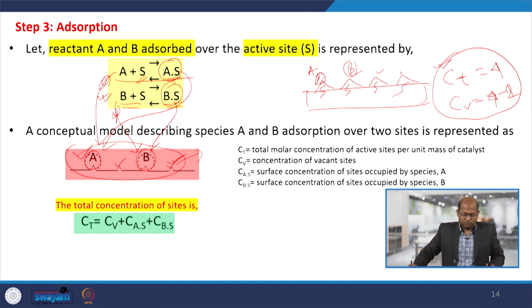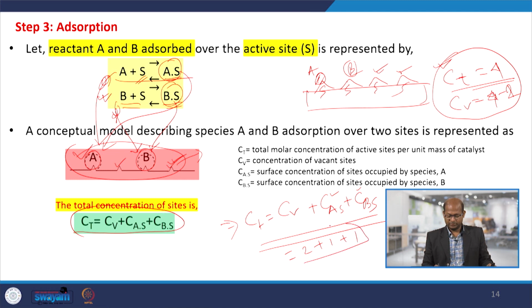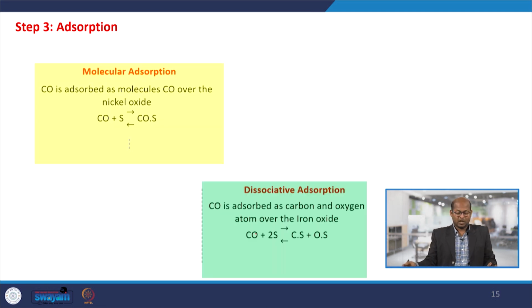So, the total concentration of the surface sites we can write this way: CT, the total sites, these 4, equals CV, vacant sites, plus adsorbed sites by A, plus adsorbed sites by B. So, this is the total sites. If it is 1 and 1, then CV, the vacant sites, is 2, plus 1 plus 1. This way it comes. So, total sites equals vacant sites available, plus the surface sites where A gets adsorbed, plus the surface sites where B gets adsorbed. This way you can express the total number of sites.